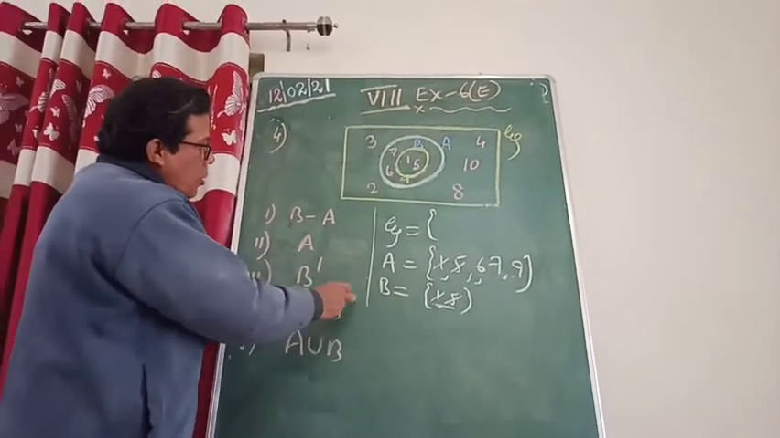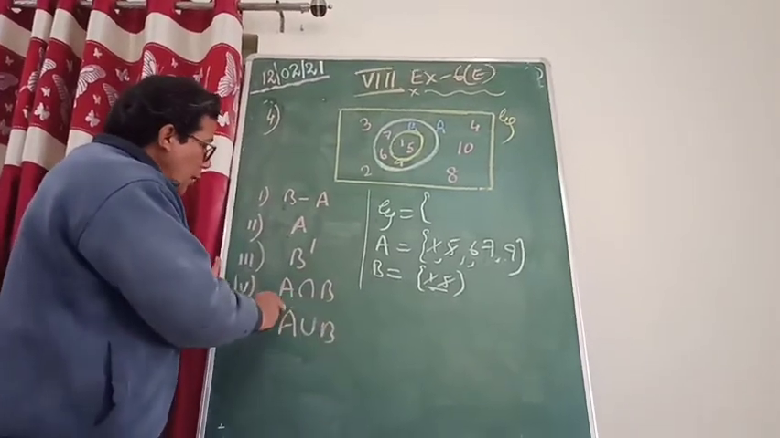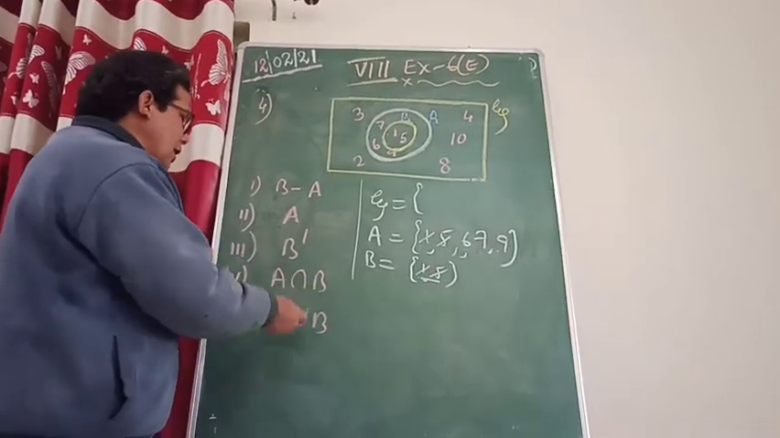A union B means you have to compare these two and no element is supposed to be repeated. Sorry, A intersection, which elements are common between A and B, that is A intersection B.